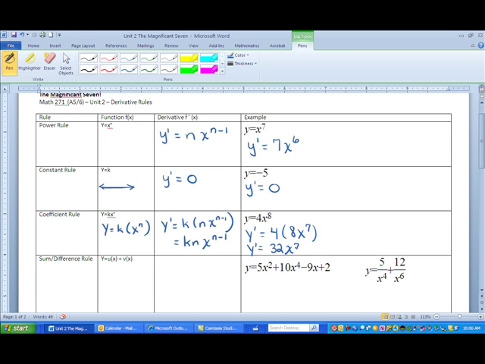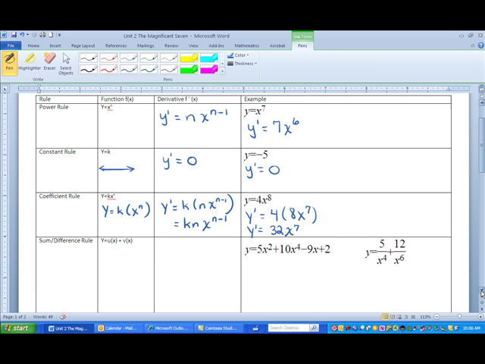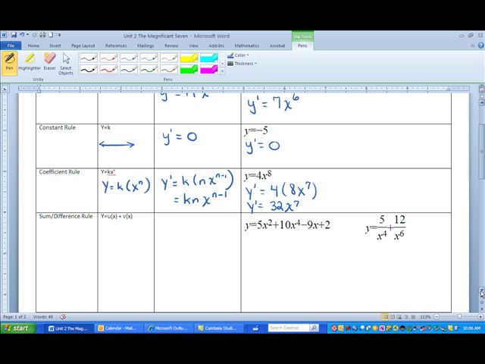And the last rule that we learned from our introduction was the sum and difference rule if we have things added together. So if I have little mini functions added together, to take the derivative, you simply take the derivative of each little function and add them or subtract them together.